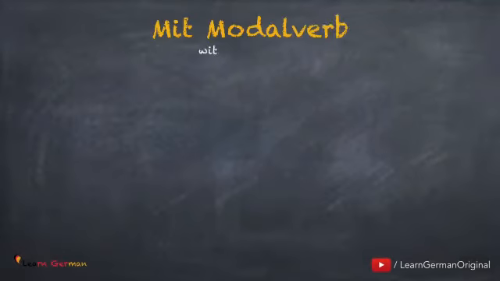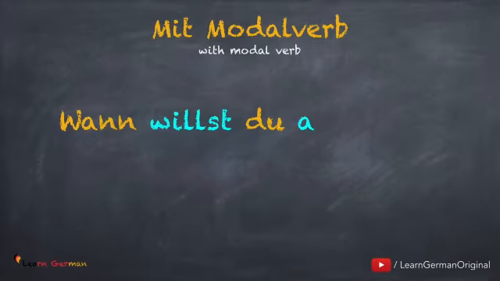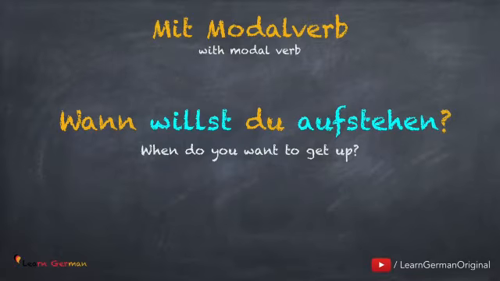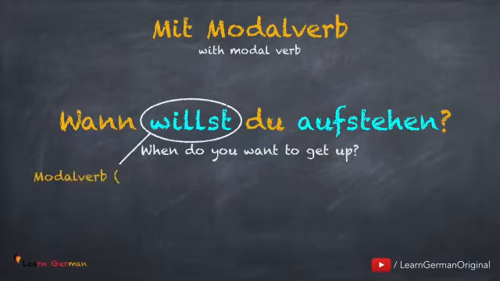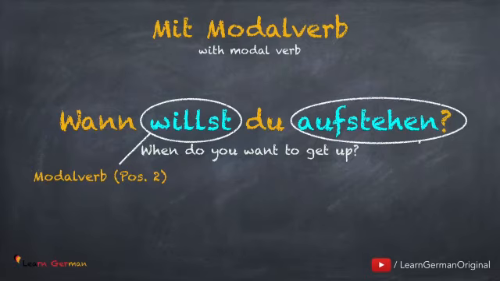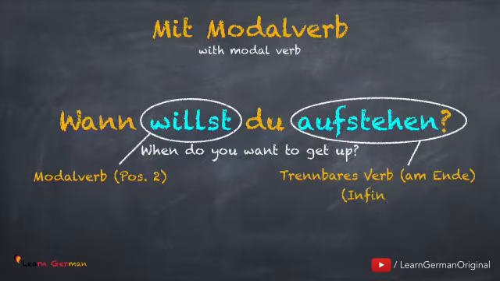What happens when we use a modal verb in the sentence? Wann willst du aufstehen? In this case, the conjugated modal verb will be in the second position, whereas the trennbares verb aufstehen will stand at the end, and this verb will not be conjugated. That means it remains in infinitive. If you want to revise modal Verben, you can watch our video on Modalverben.